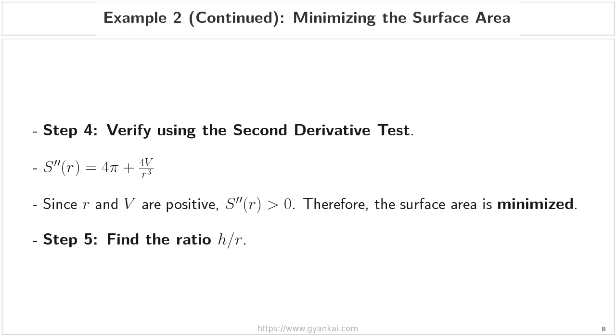With the verification complete, we move to step 5 to find the specific ratio of height to radius.